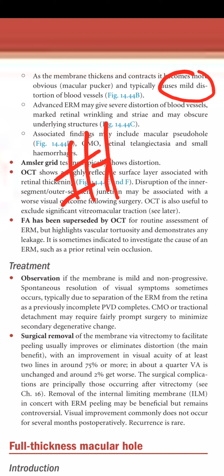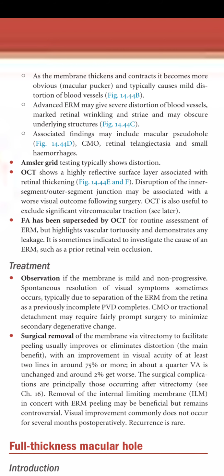Advanced ERM may give severe distortion of the blood vessels, marked retinal thickening with wrinkling and striae, and may obscure the underlying structures. Associated findings may include macular pseudohole, CMO, retinal telangiectasias, and small hemorrhages. Amsler grid testing typically shows distortion.